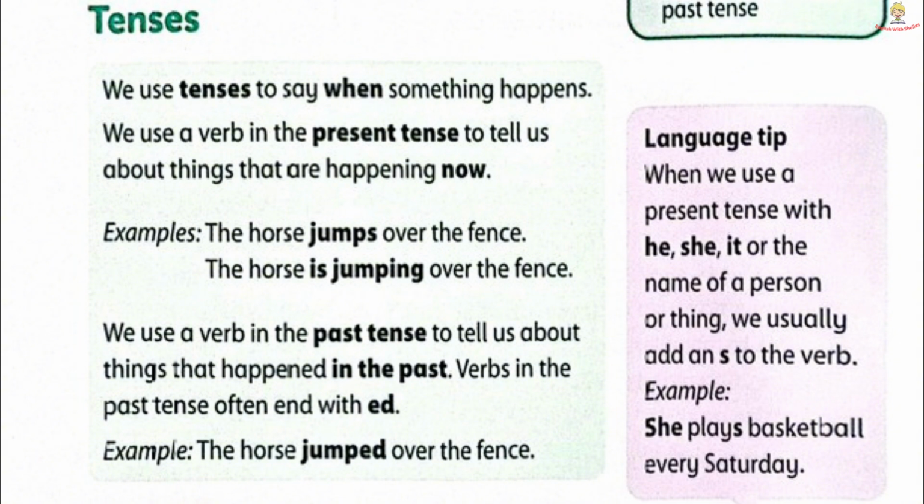There is a language tip on the side of this page. When we use a present tense with he, she, it or the name of a person or thing, we usually add an s to the verb. For example, she plays basketball every Saturday.